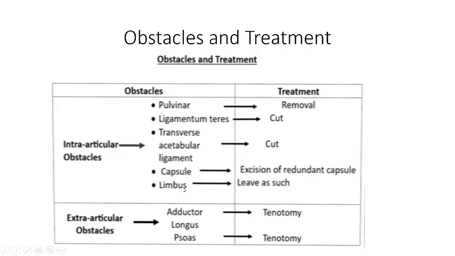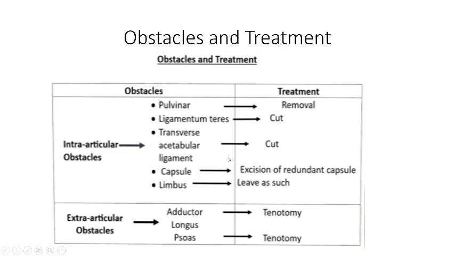During the treatment of DDH, what should be done with these obstacles for successful surgery? Regarding extraarticular obstacles, adductor longus tenotomy should be done. Psoas tenotomy should also be done. Pulvinar should be removed. Ligamentum teres should be excised. Transverse acetabular ligament should be cut, and redundant capsule should be excised.